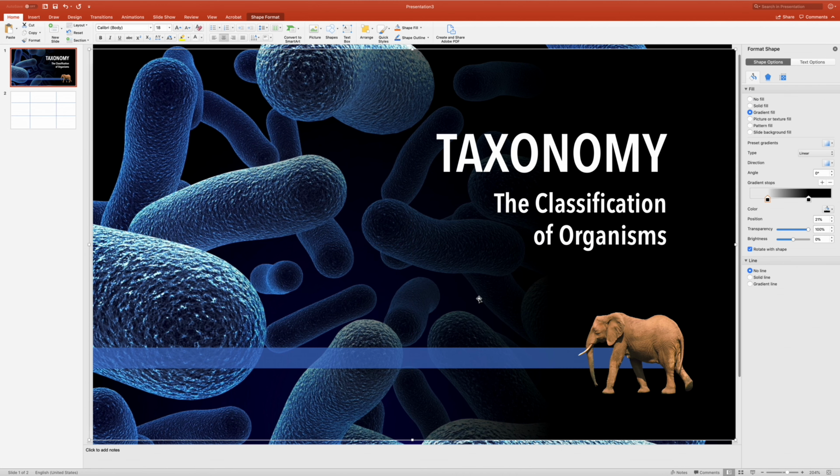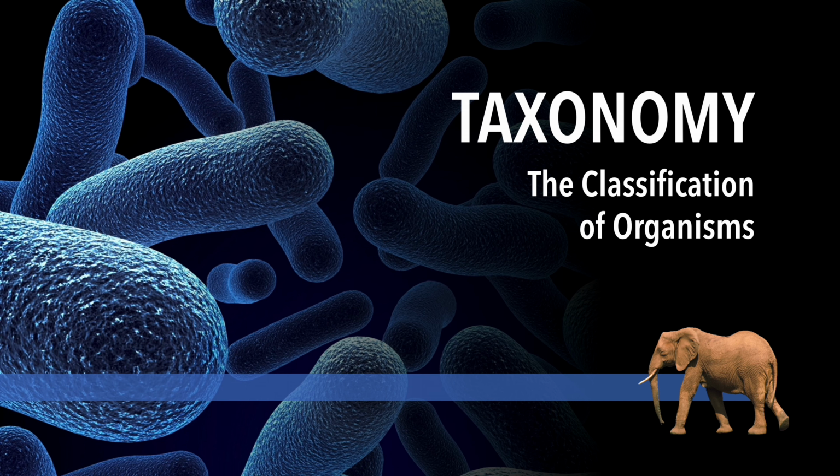So now, when I click back to presentation mode, I've got taxonomy, the classification of organisms, and you'll see that the text actually wraps around this bacteria in the background. It's easy to read, there's plenty of contrast. And it's a nice look.